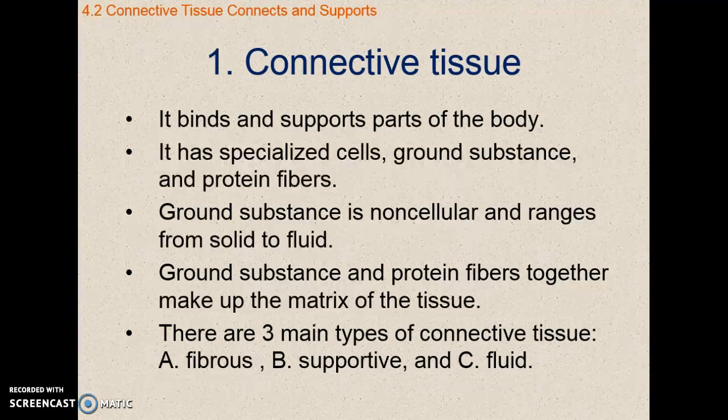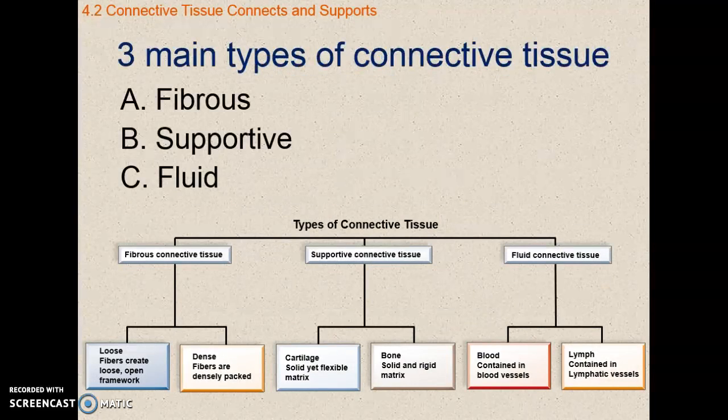The ground substance and protein fibers work together to make up the matrix of the tissue. All right, so that's really just going to be kind of the meshwork that is present to allow for connecting of tissue. And then there are 3 main types of connective tissue. All right, there is fibrous material, there's supportive connective tissue, and then there's fluid.